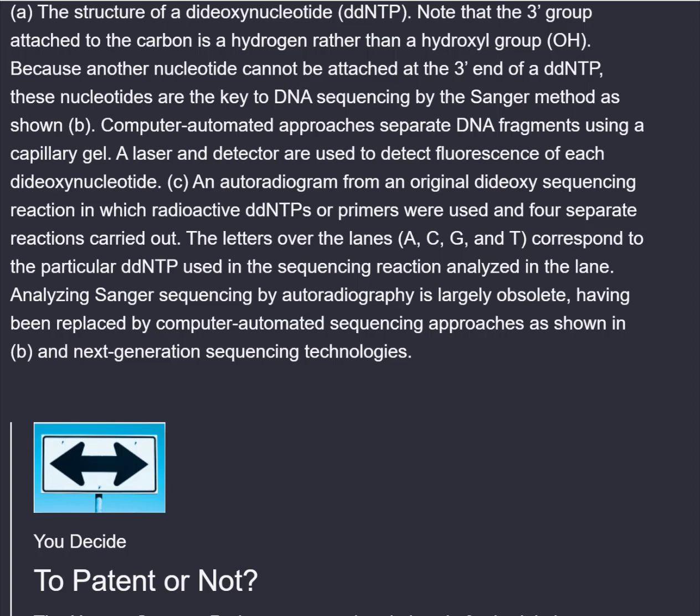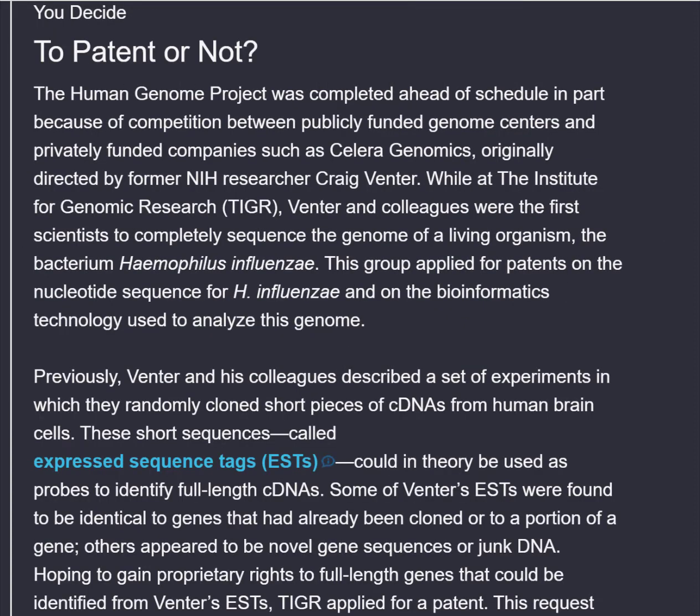C. An autoradiogram from an original dideoxy sequencing reaction in which radioactive ddNTPs or primers were used and 4 separate reactions carried out. The letters over the lanes, A, C, G, and T, correspond to the particular ddNTP used in the sequencing reaction analyzed in the lane. Analyzing Sanger sequencing by autoradiography is largely obsolete, having been replaced by computer-automated sequencing approaches as shown in B, and next-generation sequencing technologies. You decide: to patent or not.